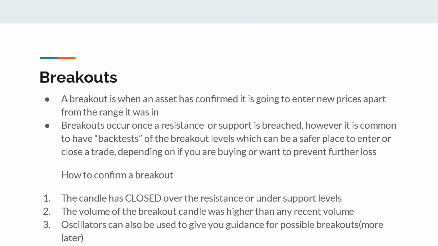It just gives you a little bit more potential to gain, or if you're noting a breakout where you breached under support, which is a bearish thing, it could give you a better chance to sell rather than selling the bottom of that breakout. Now, how do you confirm a breakout? You have to confirm it by seeing if the candle has closed over the resistance or under a support level. The volume of the breakout is also another significant way to tell. That pretty much means a lot of other traders are ready to enter new prices, whether that be up or down. And a more advanced thing, which we will talk about in the final video of this course, is oscillators. They can help give you guidance for possible breakouts.